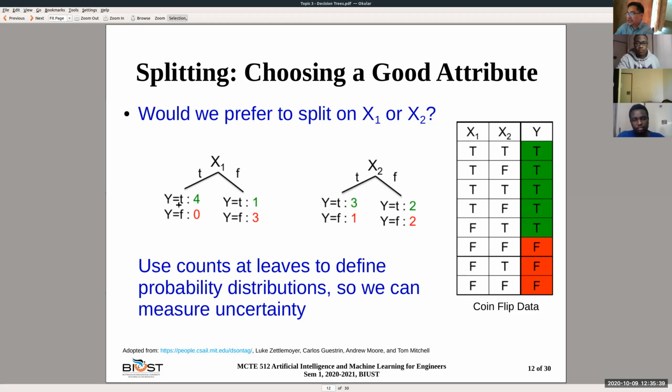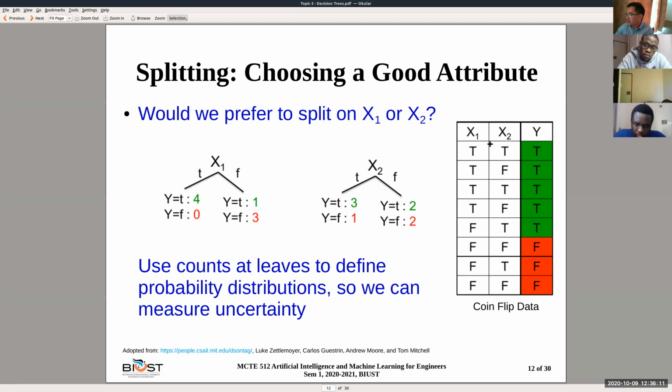In this case, if you use x1, when x1 is true, all your outputs are all yeses, all true. It's four true with zero false. And if x1 is false, you have one true and three false for the y output.